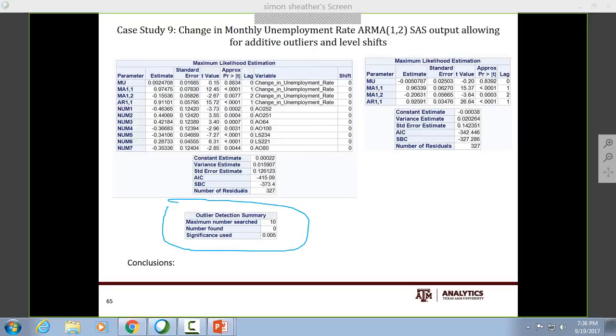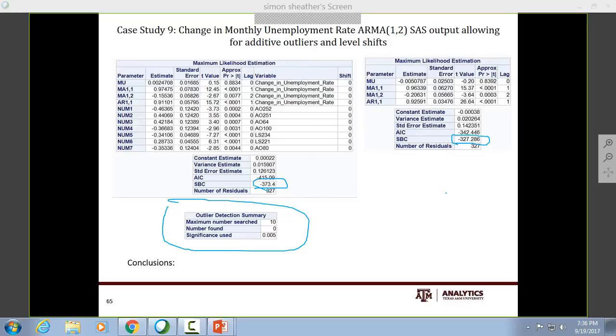So what I always do first is look at the value of SBC, -373. Is that an improvement over -327? Yes. It's a giant improvement, isn't it? It's like 50 on 300. So that's a beautiful thing, isn't it?